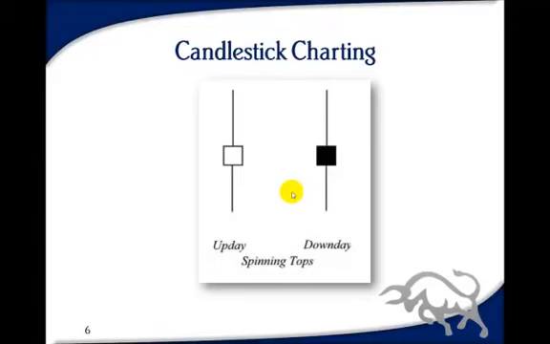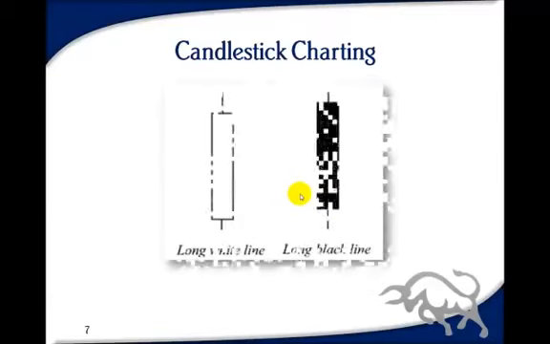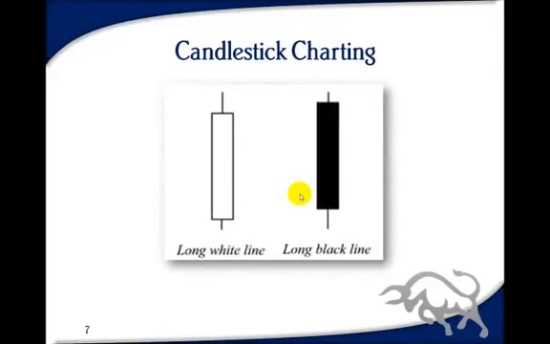That's a very extreme example of spinning tops, where they have very short bodies and long wicks, and this is called the high wave. It's just another type of spinning top, and again it shows a great deal of indecision. Of course, on the other hand, we have the long bodies, the long white line and the long black line. Basically, the one on the left is a strong, bullish candle. It shows that the bulls kept pushing the price up until it closed a lot higher than it opened at the beginning of the day.